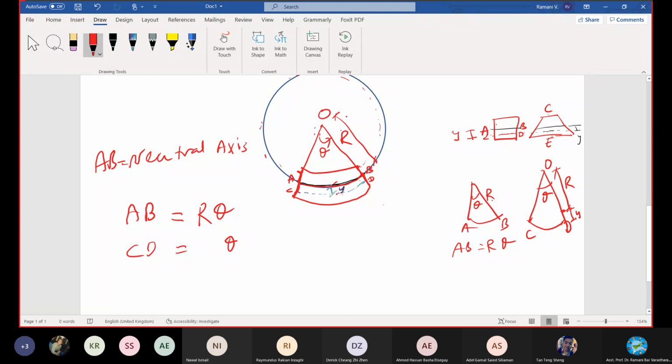OC or OD, I draw separately here. I want to calculate the CD value. Arc length CD is given by the included angle times the radial distance, right? Radial distance is equal to R plus Y. Why are you not answering? Is the diagram not clear to you? See, this is R, and this distance is Y. So the radial distance made by CD will be R plus Y, correct or not?